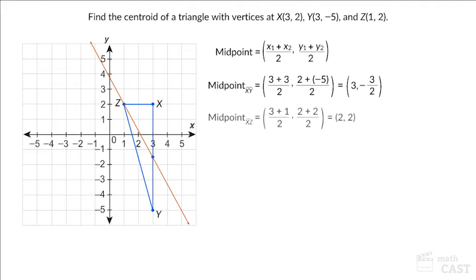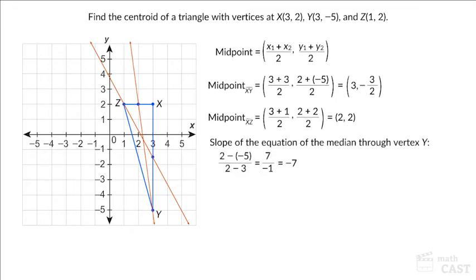For XZ, the midpoint lies at 2, 2. The median from vertex Y must go through 2, 2, the midpoint of XZ. We can use the points to find the equation of the median through vertex Y. First, we find the slope using vertex Y and the midpoint of XZ. The slope is -7. Then, we find the y-intercept using one of the points. So, the equation for the median through vertex Y is y equals -7x plus 16.